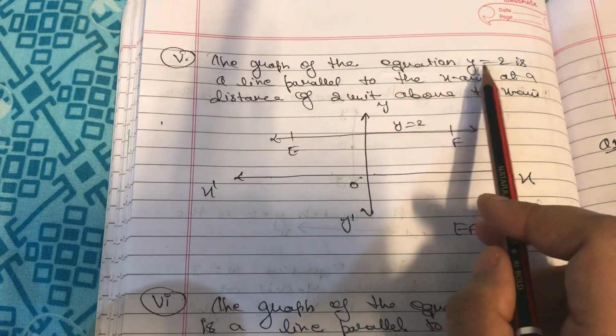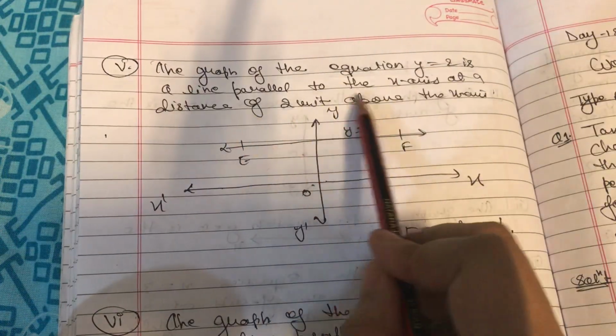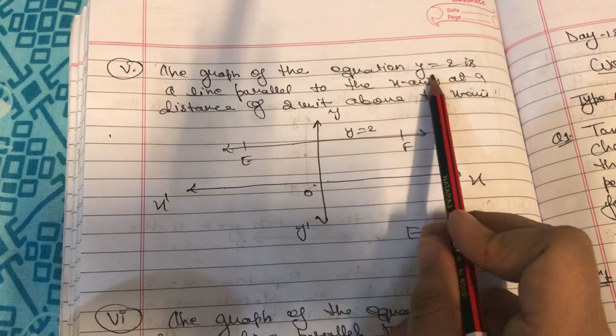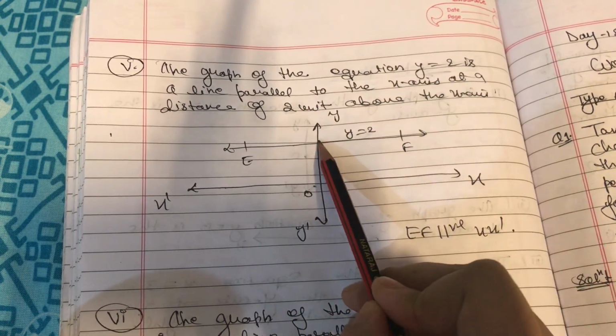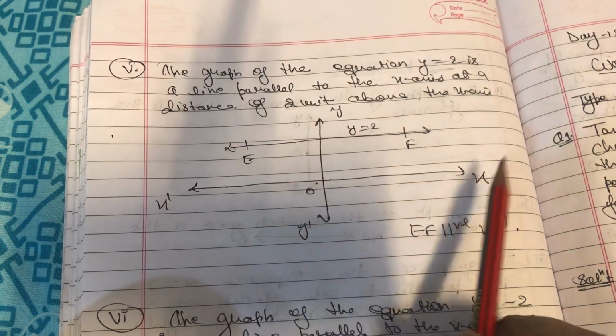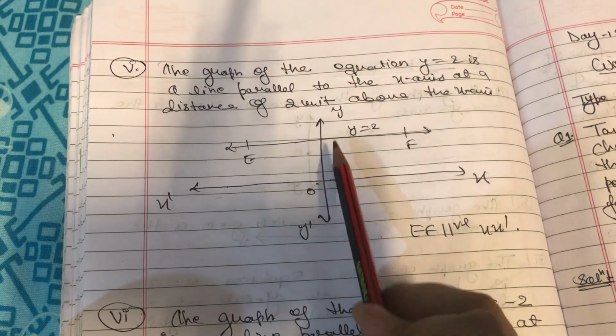The graph of the equation y equals 2 is a line parallel to the x-axis at a distance of 2 units above the x-axis. So this is y equals 2, which means the value of y is 2 and there is no x, but it is parallel to the x-axis. So this EF is parallel to x dash and this gap is 2 units.